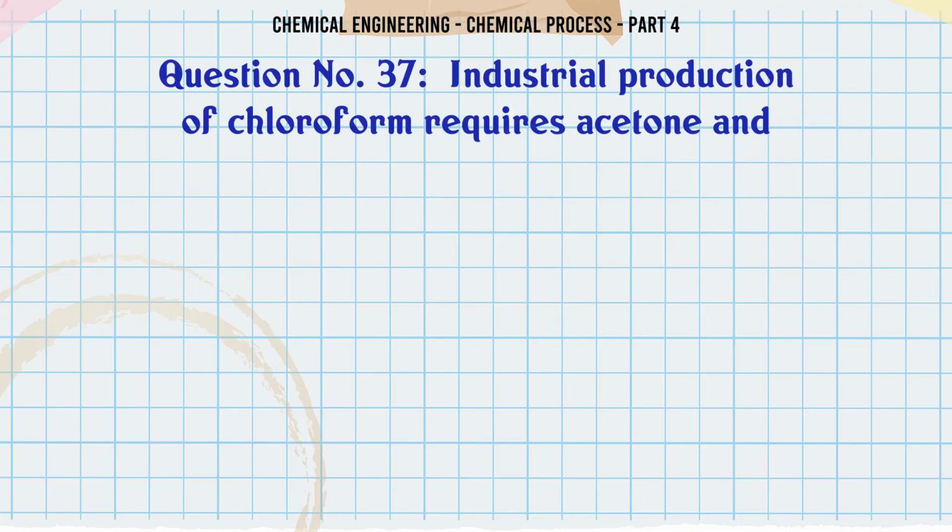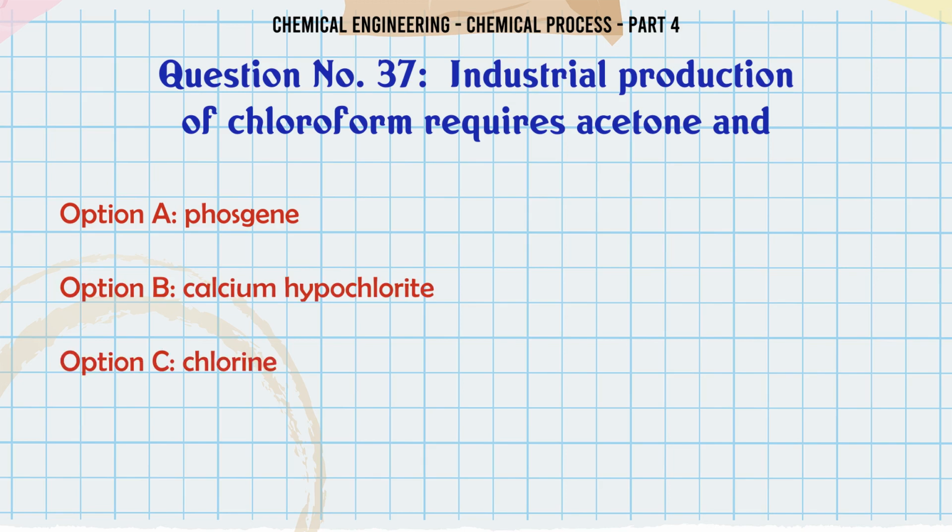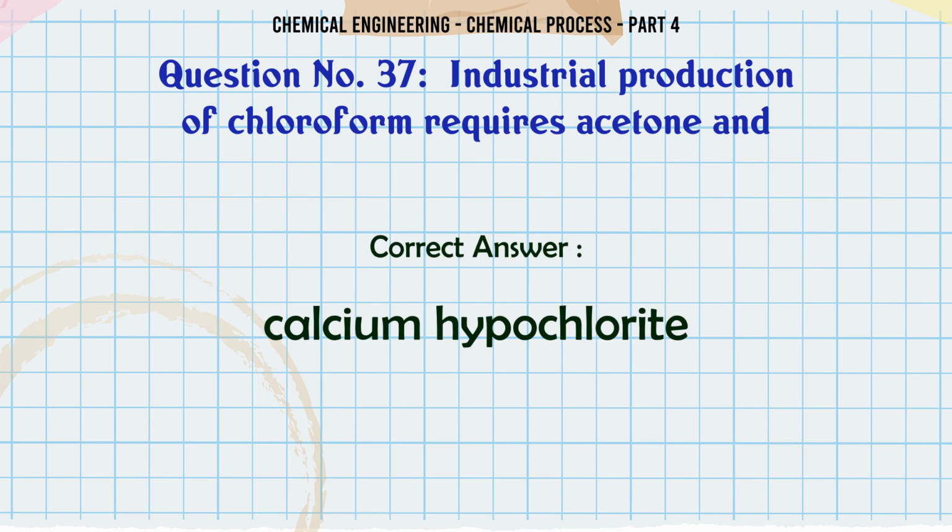Industrial production of chloroform requires acetone and A. Phosgene. B. Calcium hypochlorite. C. Chlorine. D. Ammonium chloride. The correct answer is calcium hypochlorite.